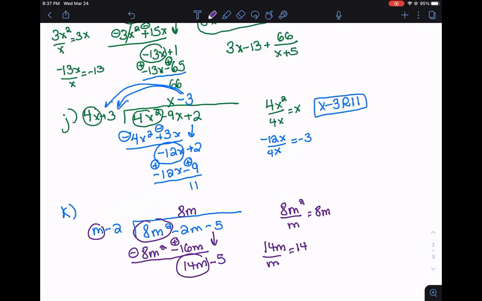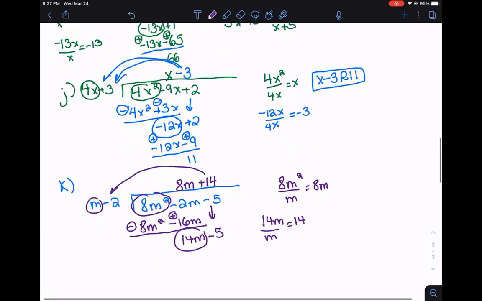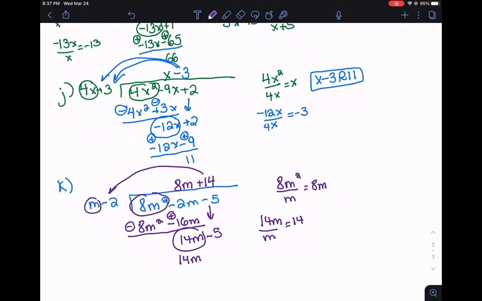So I always do this even when I do this for myself. Plus 14. 14 times m would be 14m. So again, those terms should line up. Then you know you did it right. It's kind of like a fail-proof method, guys, because if those terms are the same, then you're in good shape. And after I negate, I get a 23. So 8m plus 14, remainder 23.